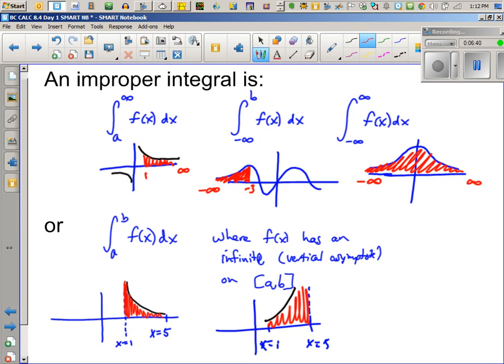Improper situation. Or maybe there's an asymptote sort of in between A and B. So you're going from x equals 1 to x equals 5, but there's an infinite discontinuity, let's say, right here, I don't know, at 2 or something. And you're dealing with this curve and you want to find this area.